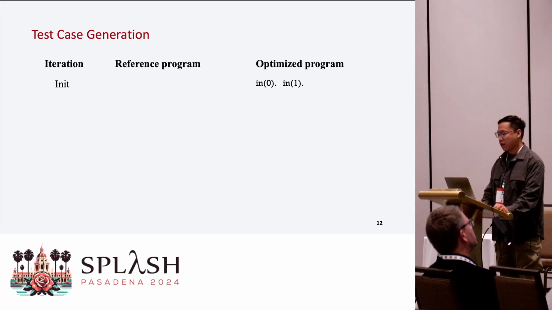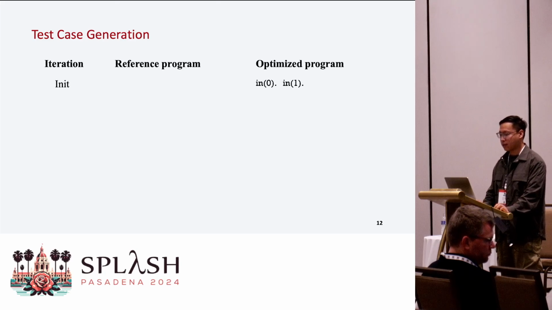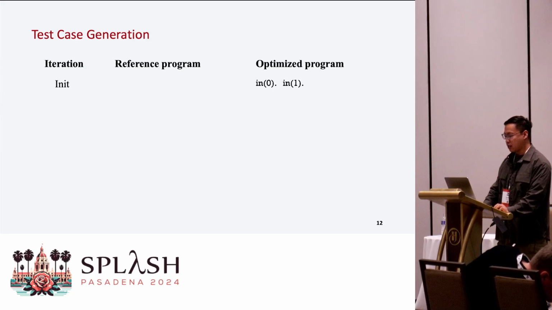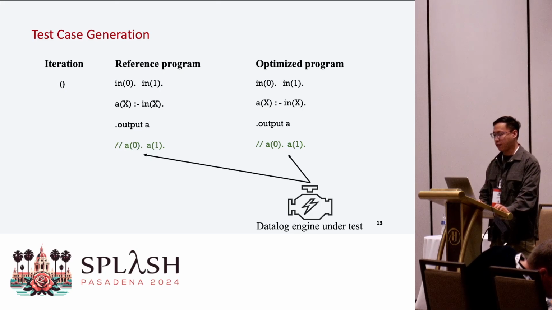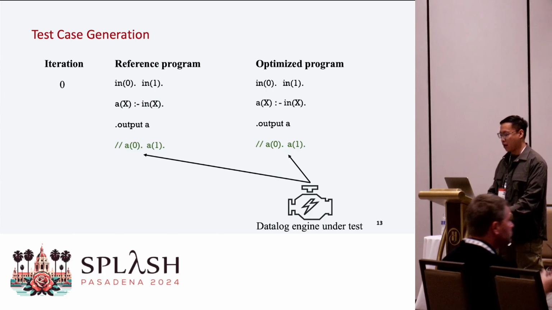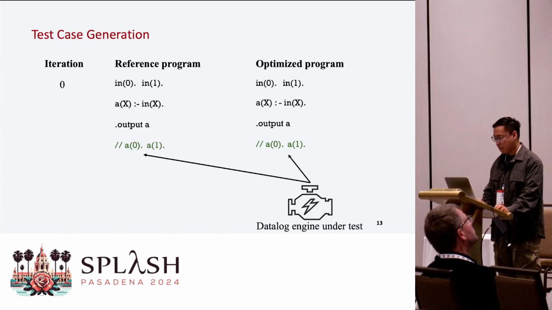To begin, we initialize the input and generate the corresponding relations. Here we generate two facts as input, in0 and in1. In the first iteration, we generate the first rule based on the initial relations. Here we define a new relation as the output of this rule. Here is A. This will introduce a new relation into the test case.